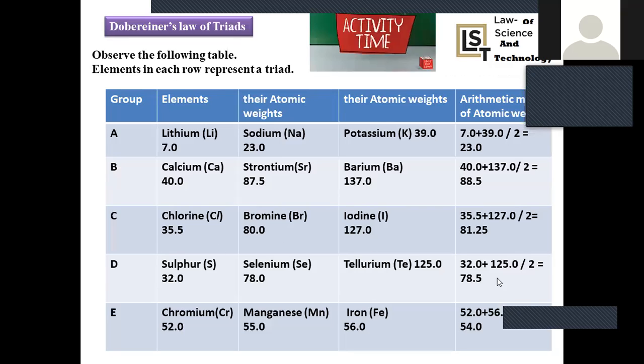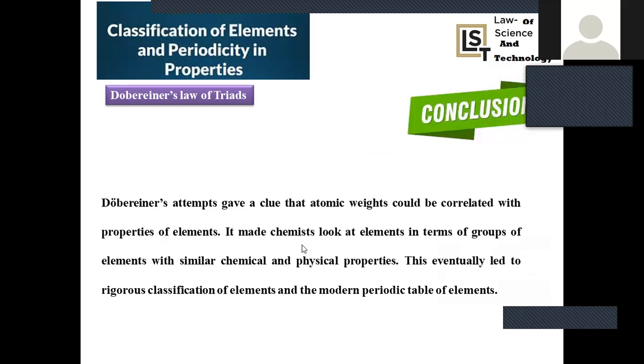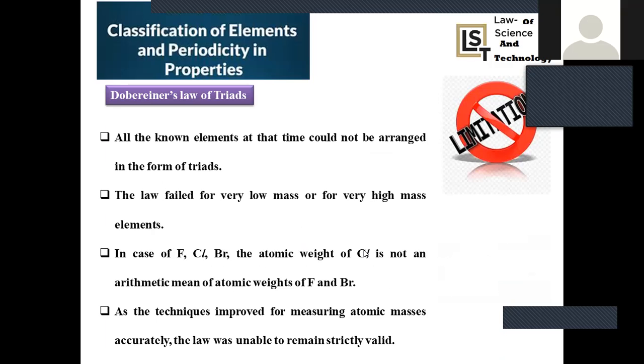So here, this is a table. You can say all these have an arithmetic mean exactly equal to the central element, so all are said to be Dobereiner triads. But apart from this, whatever elements are present may not match any certain kind of triad. We are not able to locate all the elements into certain triads. So such a classification into a triad system is not applicable for all the elements which were discovered at that time. The law failed for very low mass and very high mass elements.